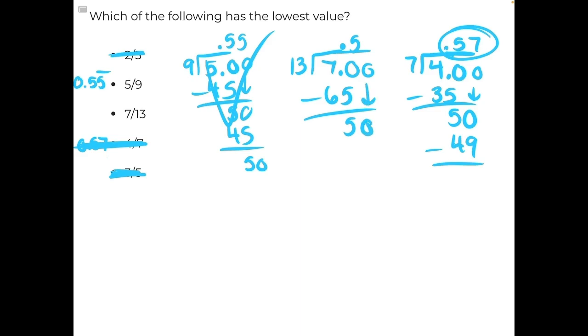Now, 9 is going to be able to go into 50 more times than 13 will, by nature of it being a smaller number. So by that logic alone, we don't have to do any more division. We can eliminate 5/9 and confidently pick 7/13 as our lowest value fraction.